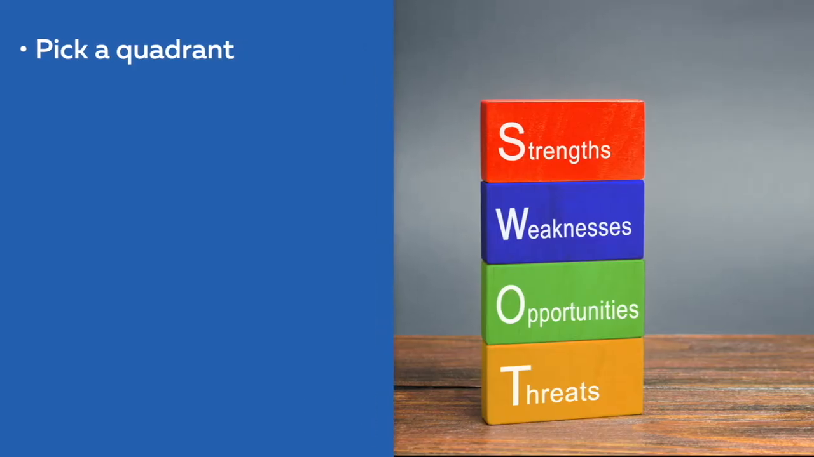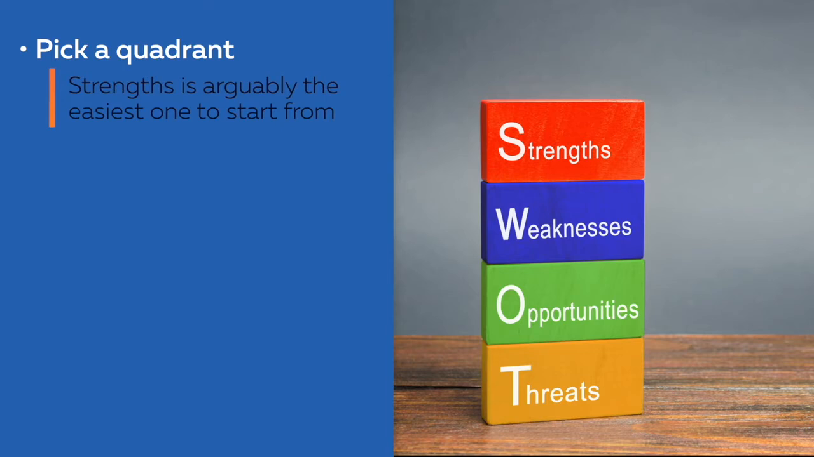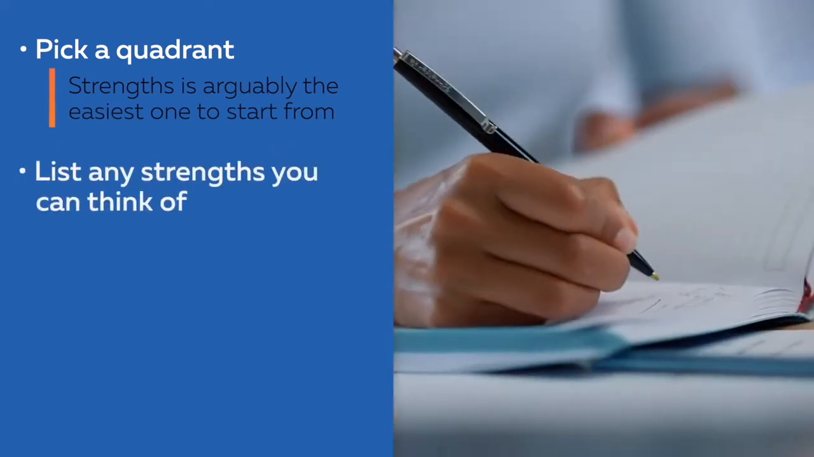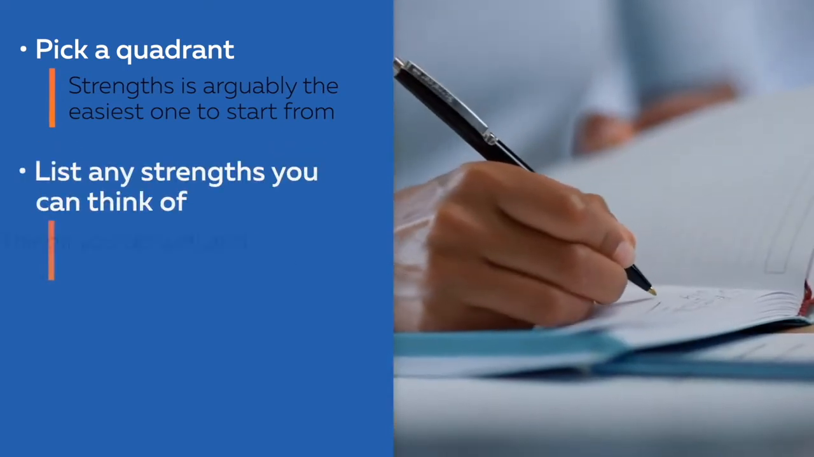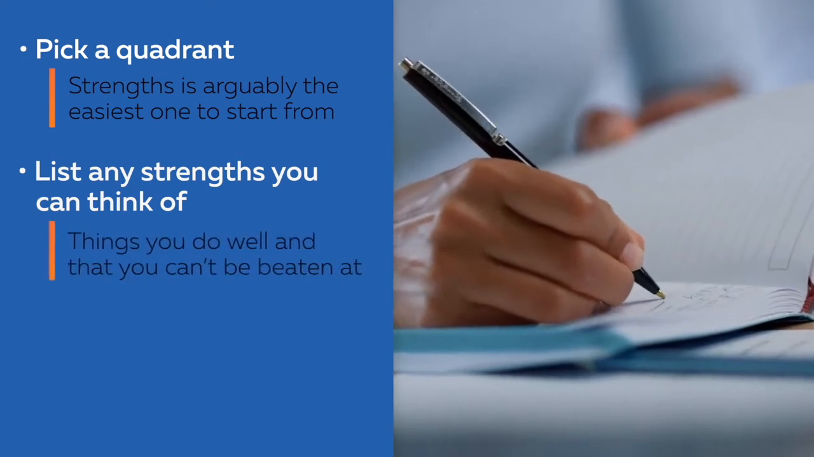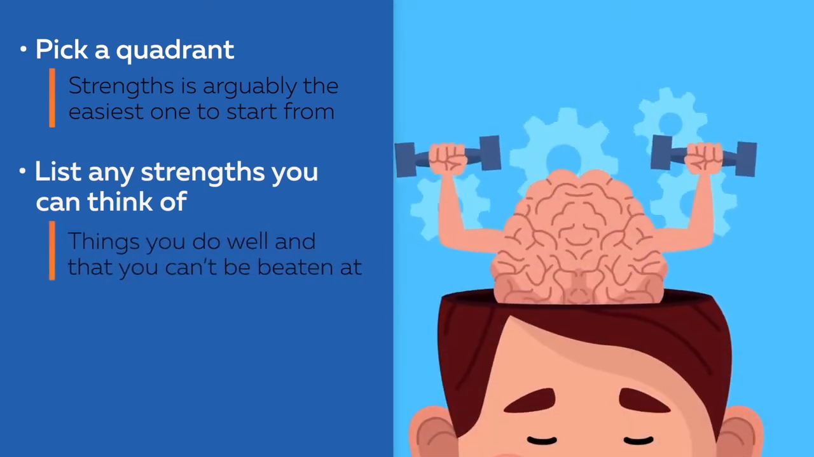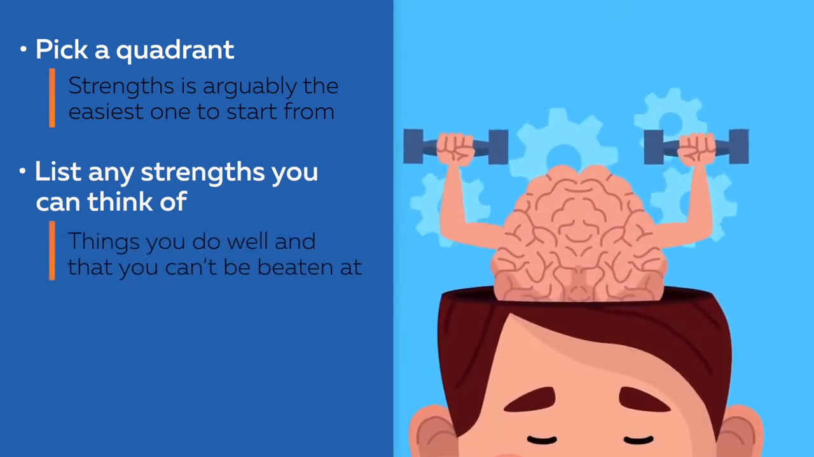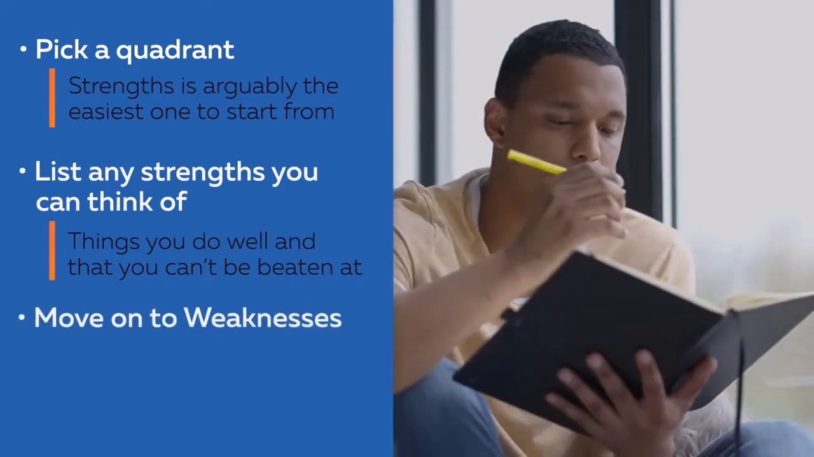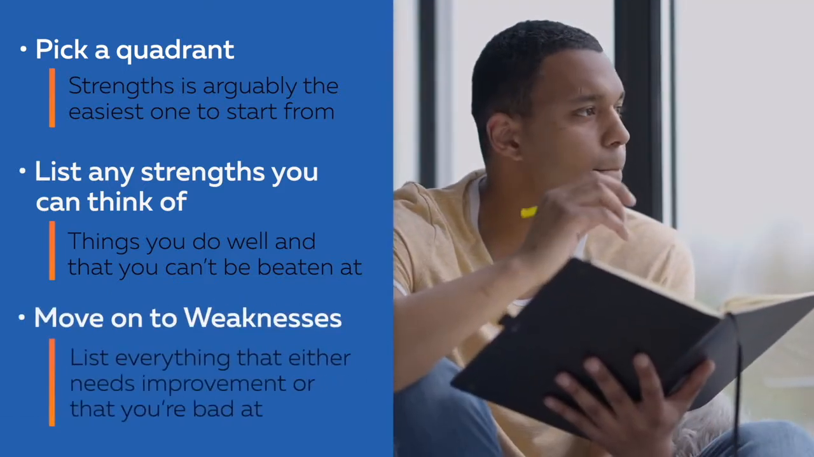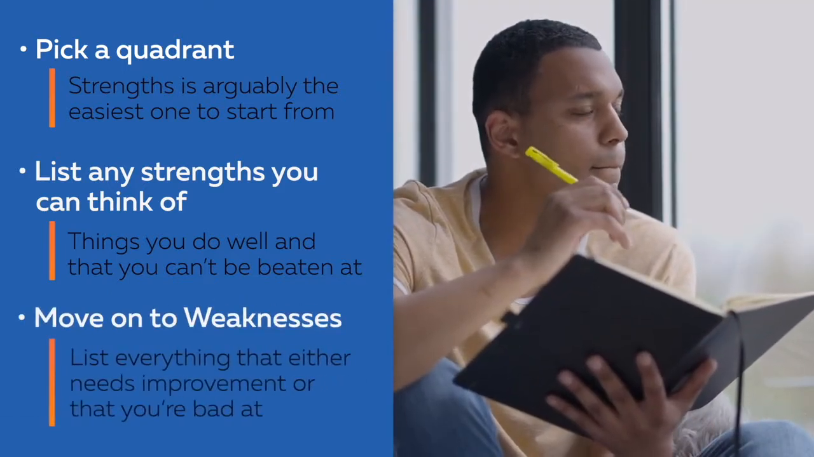Pick a quadrant. Strengths is arguably the easiest one to start from. Then list any strengths you can think of. These are typically things you do well and that you can't be beaten at. Once you've listed all strengths that come to mind, move on to weaknesses and list everything that either needs improvement or that you're bad at.